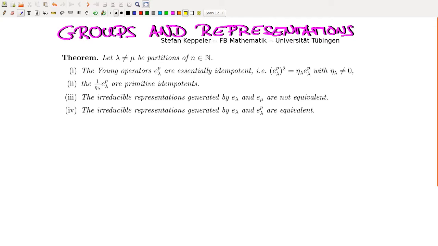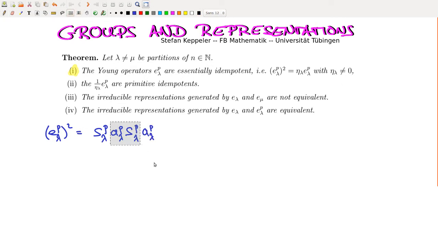In order to show idempotency of the Young operators, so property 1, let's just take the square of some Young operator, E lambda p squared. What's that? Well, E lambda is just S lambda, E lambda p is S lambda p, A lambda p, and then we repeat this, S lambda p, A lambda p.